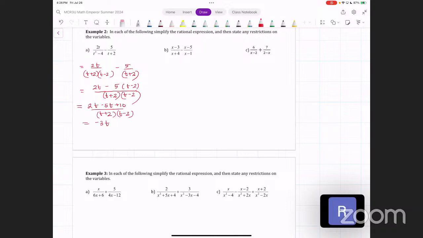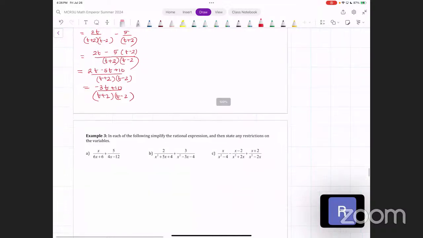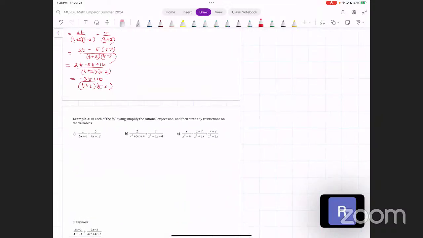So minus 3t plus 10 over t plus 2, t minus 2. You cannot simplify this further, but the restriction can apply.